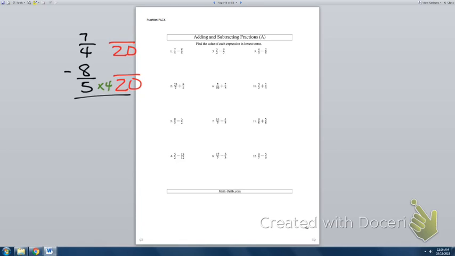5 times 4 is 20. And 8 times 4 is 32. On the top fraction, 4 times 5 is 20, and 7 times 5 is 35. So I have a common denominator of 20, and I'm going to subtract then 32 from 35. And that answer is 3. And then I just have to ask myself, is 3/20 in lowest terms? Well, 3 is odd and 20 is even. So 3 would basically have to divide into 20 evenly, and it does not. So that one is done.